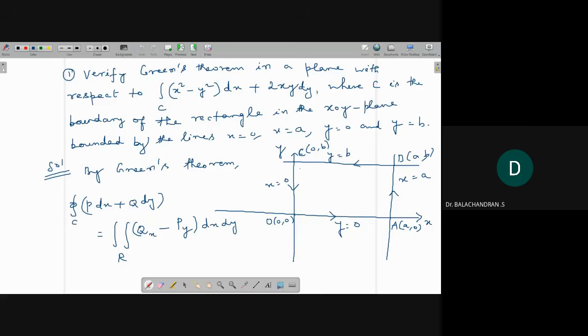Vigneshwar, Kirtana. Sir, along BC, x varies from where to where? It's constant.